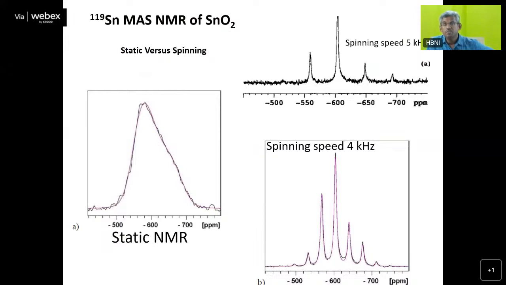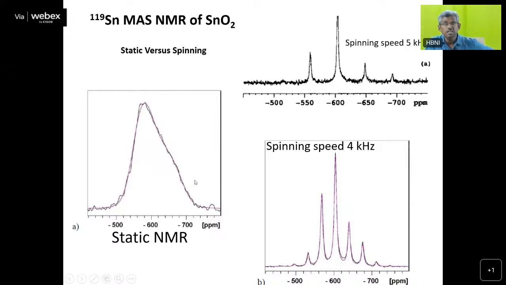So just to give an example, this is probably a case I have shown in the previous classes also. If you rotate it at 4 kilohertz, you see only this peak remaining at minus 604, and this peak is 604. Other peak positions will change. So by varying the spinning speed, you can get information regarding the side bands as well as the genuine peak. Of course, side bands are also genuine peaks, but the only thing is they change with respect to spinning speed, whereas the isotropic peak does not change.